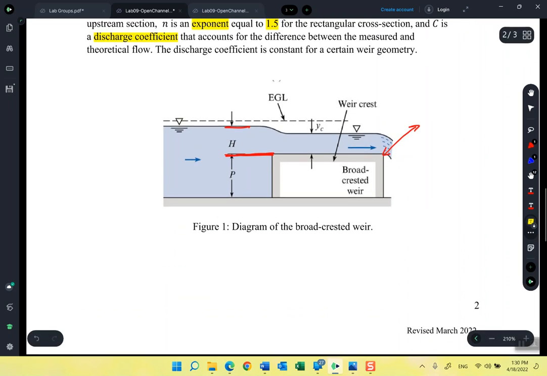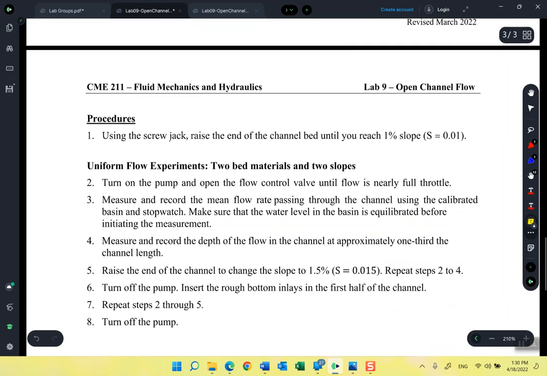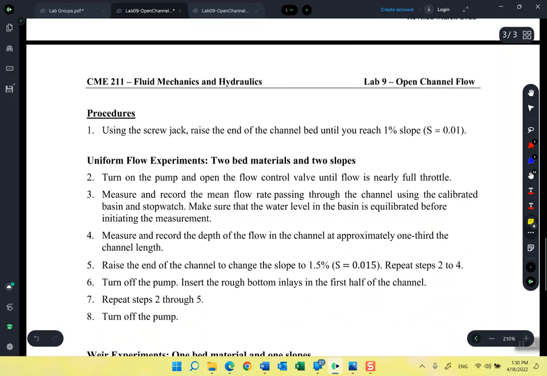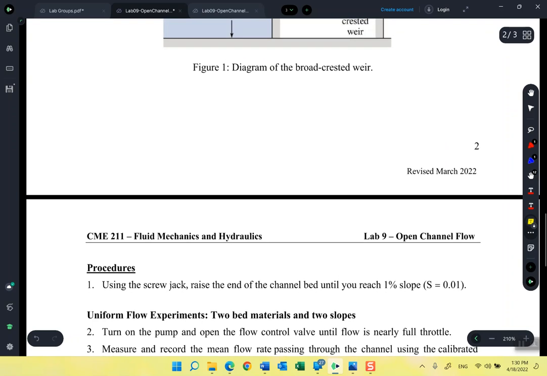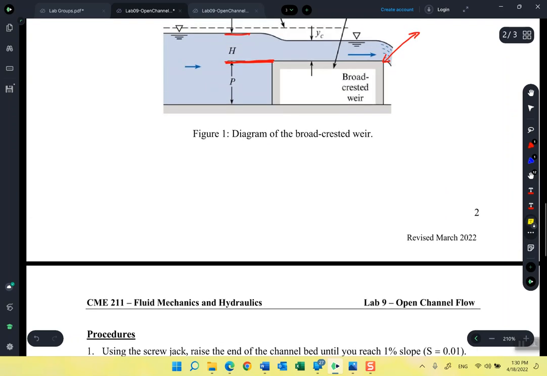Great, so before getting into the procedures, do you have any questions regarding the weir equation and why you are using weirs in hydraulics and fluid mechanics?